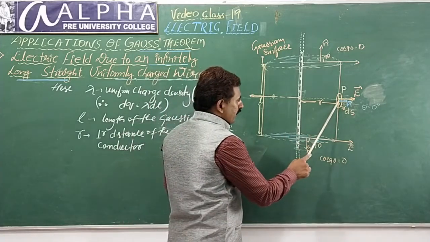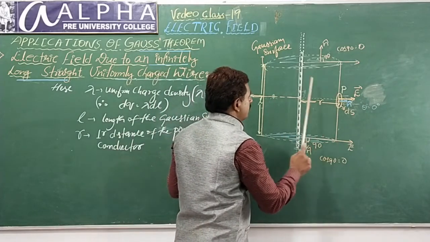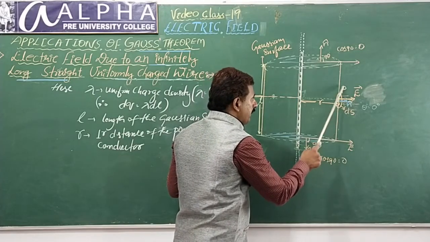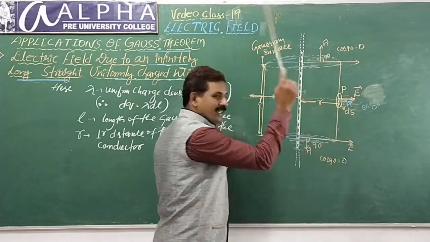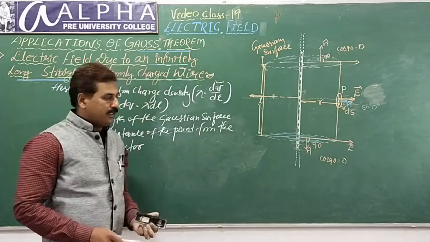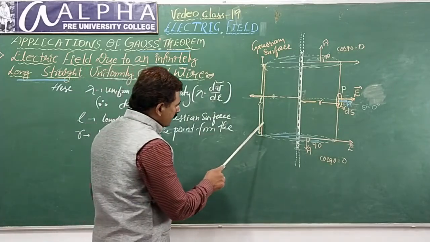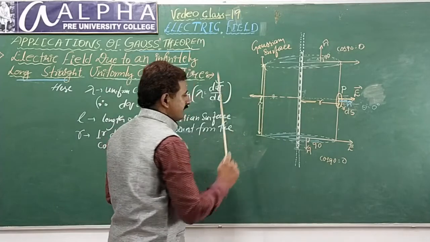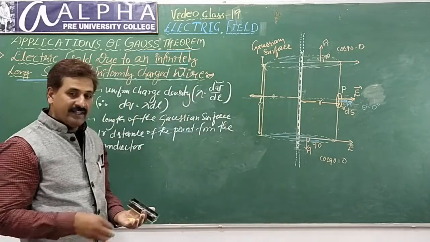And at each point, the field is normally outwards to the conductor and uniform. Everywhere the field value is the same. That's what you have to remember. Therefore, you need to find the flux through the curved part of the surface. Curved part, right? So, let us write the expression.